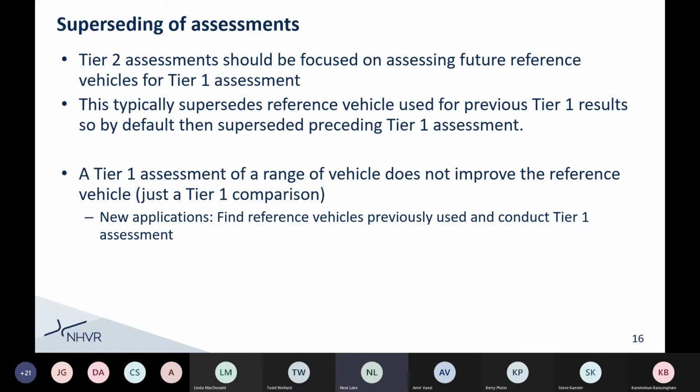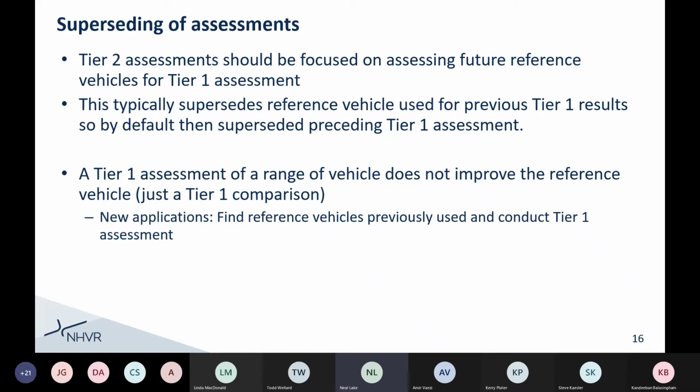So if you have a Tier 2 assessment and you have a Tier 1 assessment, what you need to be asking is which one came first. And certainly if the Tier 2 came second, then the Tier 1 assessment potentially is superseded.